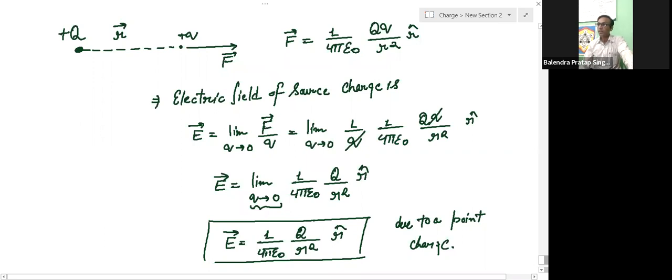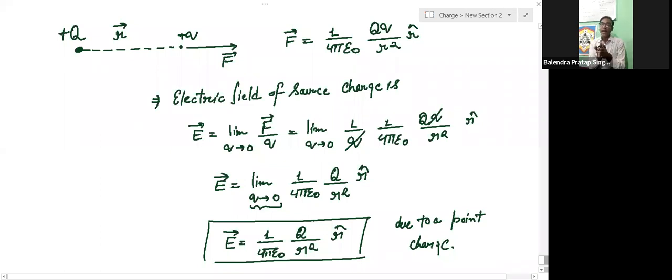This is the electric field of a point charge. Always remember this formula. If I ask you what is the electric field due to a point charge, then always reply that it is 1 upon 4 pi epsilon naught, capital Q by r square, or you can also say that it is K capital Q divided by r square.